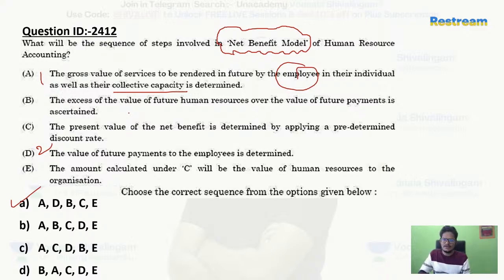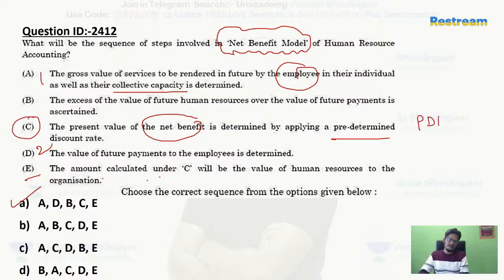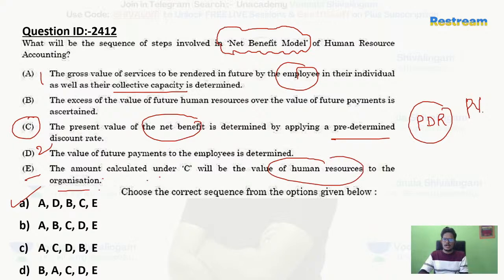After that, the excess of value of future human resources over the future payment. Whatever the future services and future payment, if any excess payment that we made. And after that, the present value of net benefit is determined. We will convert that excess value into present value terms by applying a predetermined rate. Finally, E, the amount calculated under C, by using a predetermined rate, will give the present value. This present value will be the value of human resources to the organization.